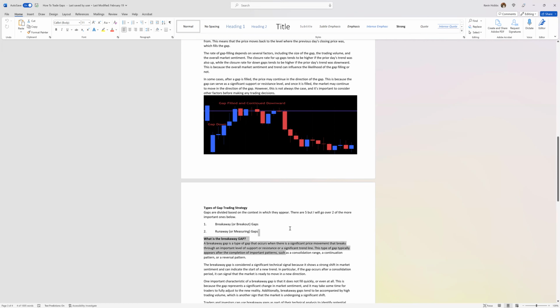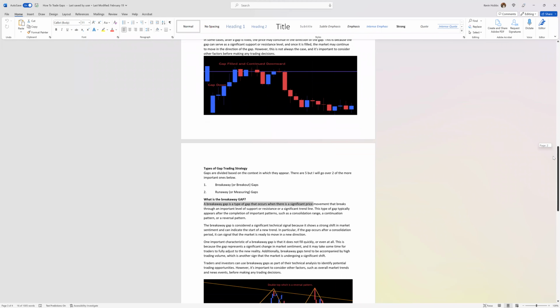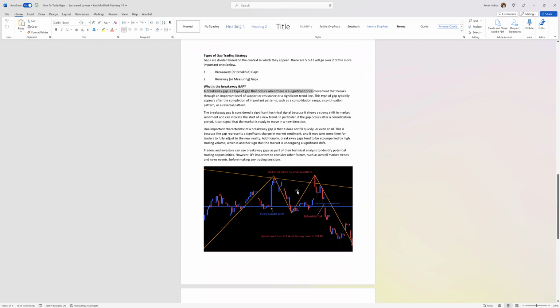And then again, I go over what all these are. A breakaway gap is a type of gap that occurs when there is significant price movement that breaks through an important level of support or resistance or a significant trend line. And then I have these examples here. So we have basically a double top, which is a reversal pattern. We had a strong support level here, and then we had a gap down past this strong support level, all the way down here. Then it pulled back to this support level and continued to head down.